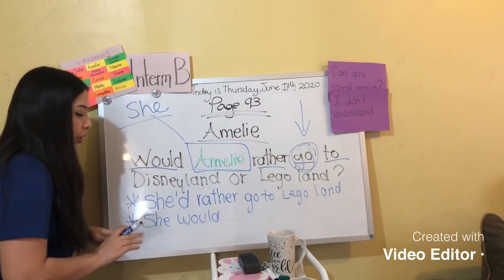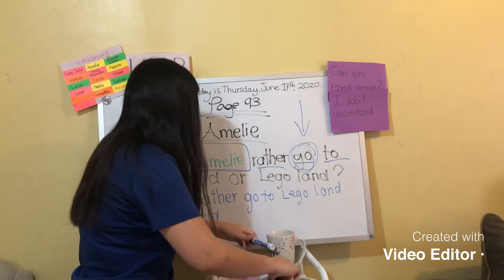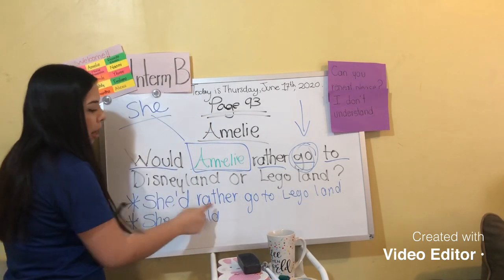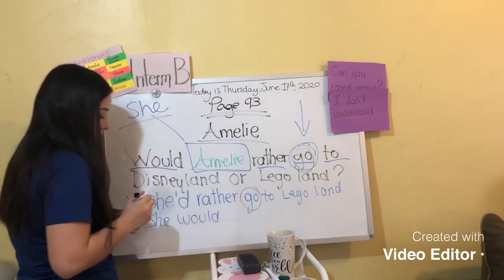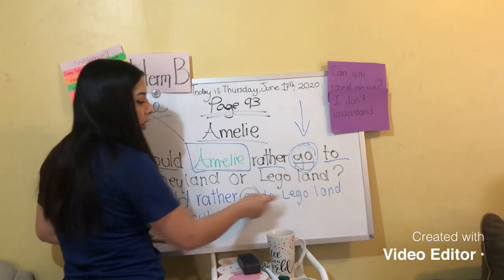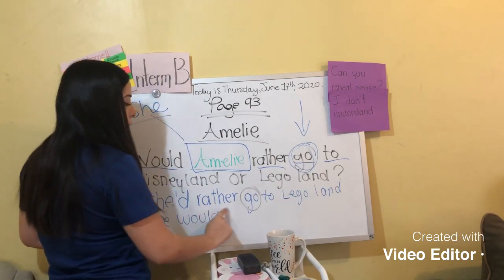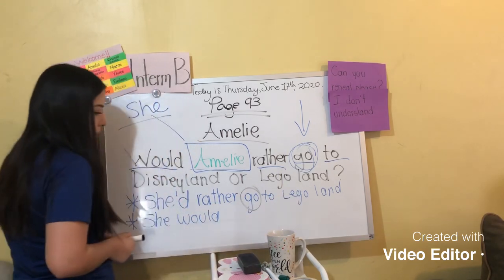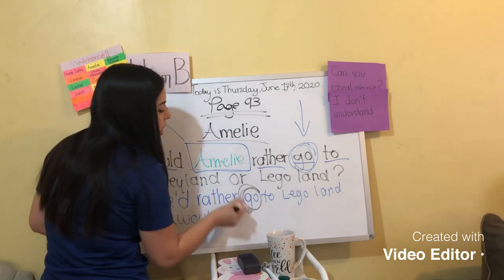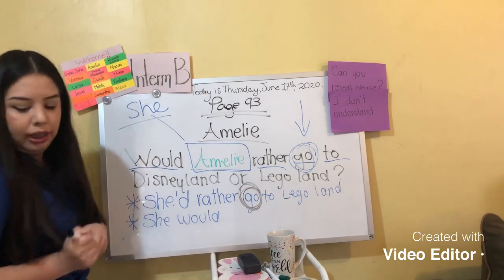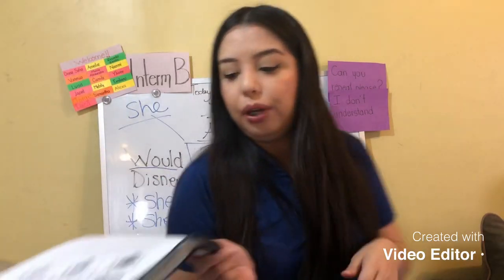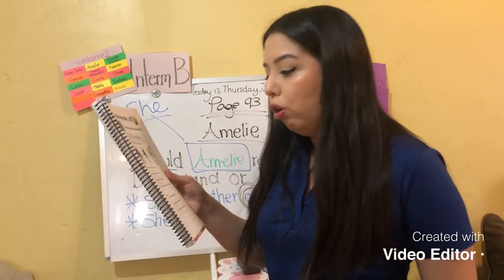You don't have to forget about the verb, okay? She'd rather go, okay? Don't put she'd rather Legoland. She'd rather go to Legoland, okay? You have to put the verb, okay? In number 2 in your book, it says, would Candace and Debbie ride a bike or ride a horse?